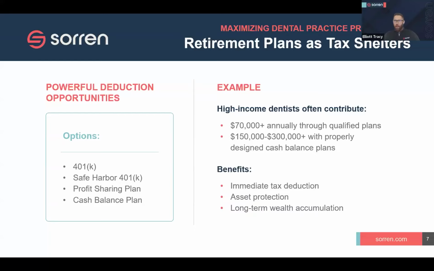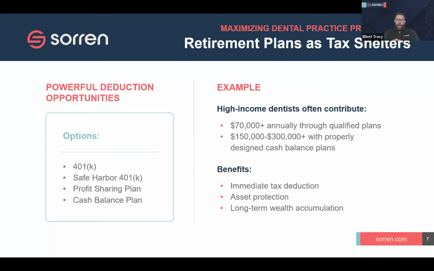Simple IRAs can be great, but the amount you can put away in a year really doesn't meet the savings goal that I would want for you. So, when we talk about the best options, we talk about a 401k, a 401k with some type of safe harbor added to it, a profit sharing component, and then a very special tool, something we'll spend a few minutes on, that gets added on top of a 401k, called a cash balance plan.